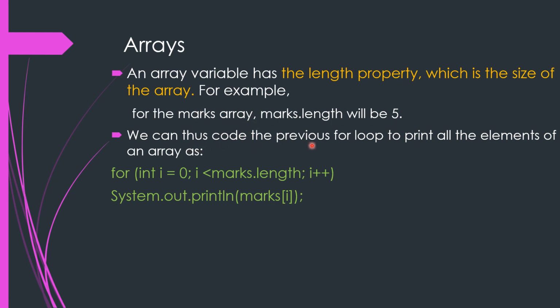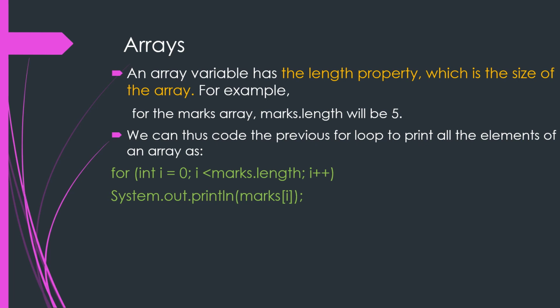We can thus code the previous for loop to print all the elements of an array as follows. We had just used the for command and print command for printing the marks. So here, instead of giving the size or the length, we can also write marks dot length. Why? Because the length property and the size of the array are the same thing. So wherever you are using the size of the array, you can also use the length property, and the output of that statement will be the same. There will be no change.